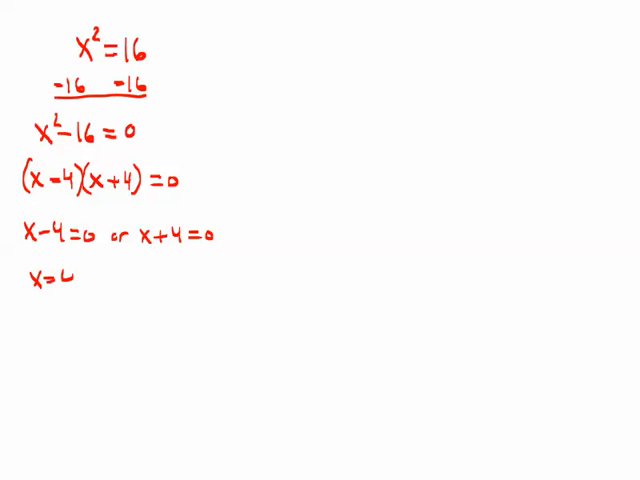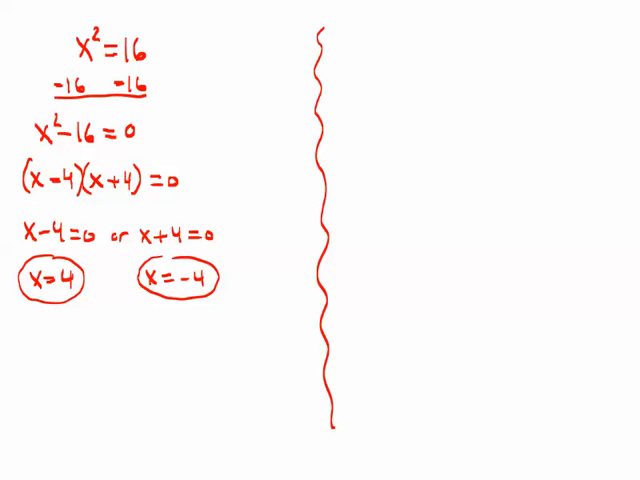adding 4 to this side gives you x equals 4. Subtracting 4 gets you x equals negative 4. We're good? Again, stuff we know. There's my two answers. Done. Okay, what we really want to look at is this right here. Is there a different way I can do this problem?